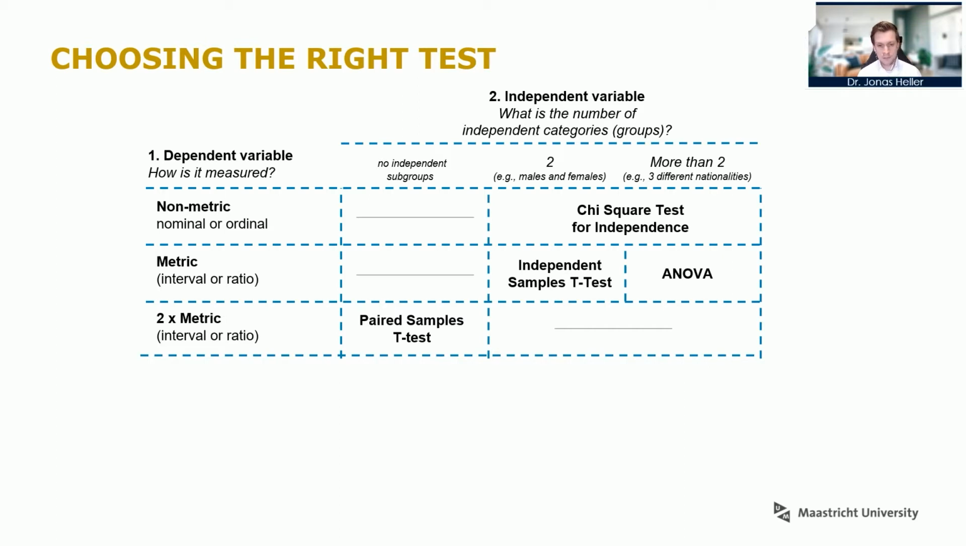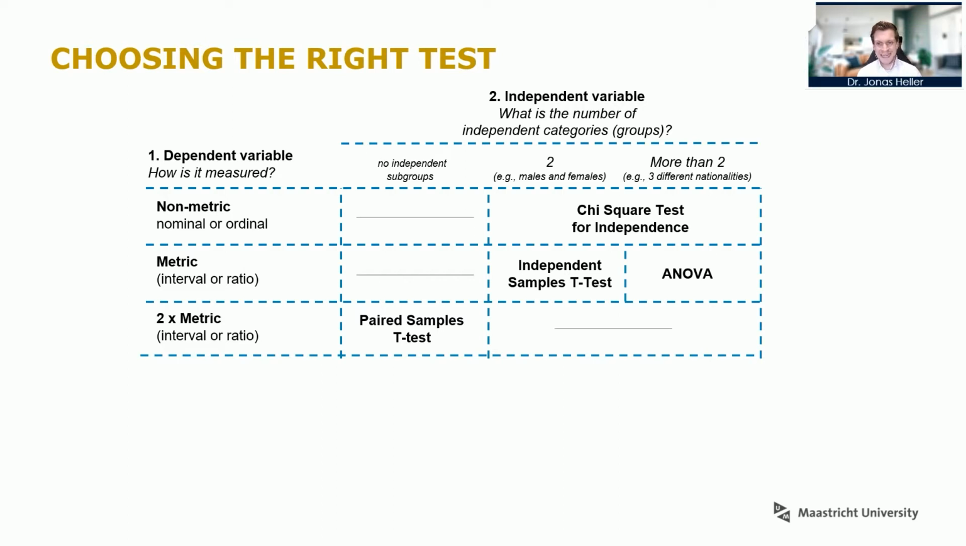But how do you decide between an independent sample t-test and an ANOVA? In a second step, you look at the independent variable, and you look at what numbers of independent groups or categories are available. If these are 2, for example, 2 groups like males and females, then you would be conducting an independent sample t-test. If, however, you have more than 2 groups, let's say 3 or 4 or 5 groups, because you have different nationalities, you have Dutch, Belgian, German, French, for example, then you would look at an ANOVA test.